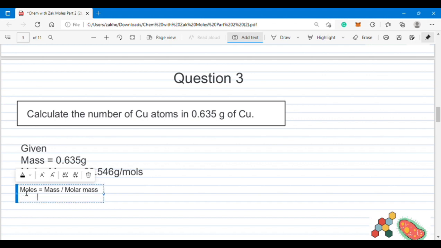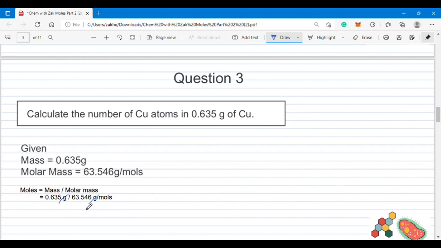And we're now going to substitute the values for the mass, which is 0.635 grams, and the molar mass, which is 63.546 gram per mole. And we're now going to cancel the units of grams, so gram cancels gram, which leaves moles. And when you put this in your calculator, you should get a value of 0.00999 moles of copper, or you could simply round this off to 0.01 mole of copper.